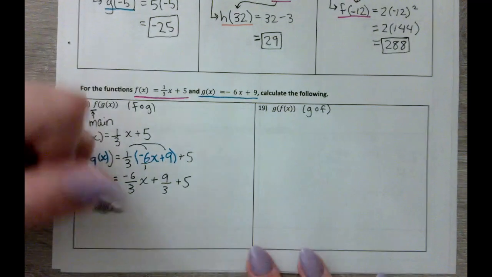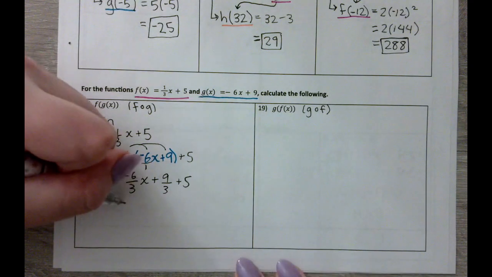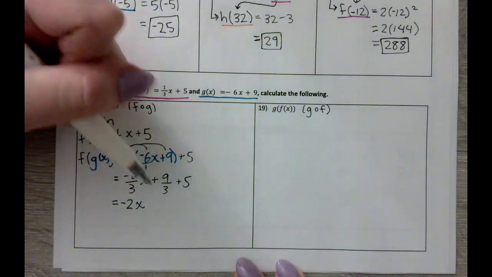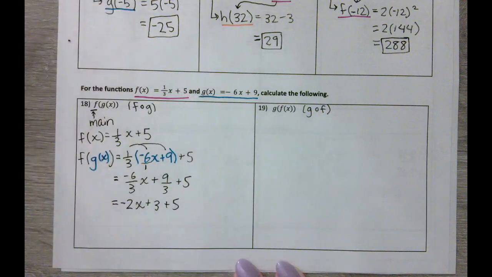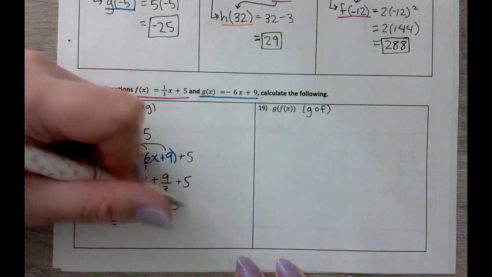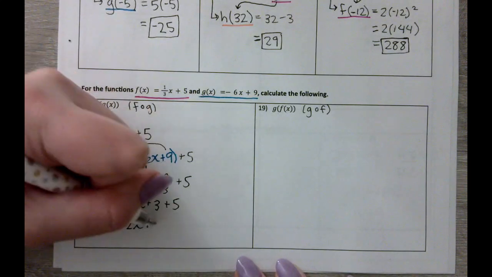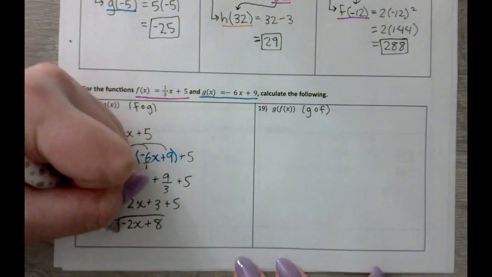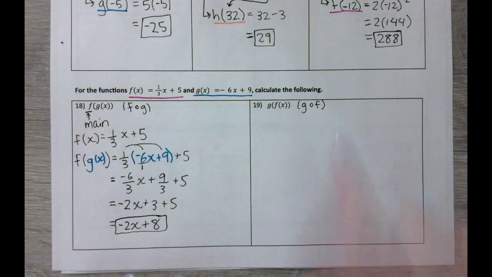These are going to divide very nicely. -6/3 is just a -2x. Plus 9/3 is just 3, plus 5. Last thing I can do here is combine like terms. -2x plus 3 plus 5 is 8. And I am done.